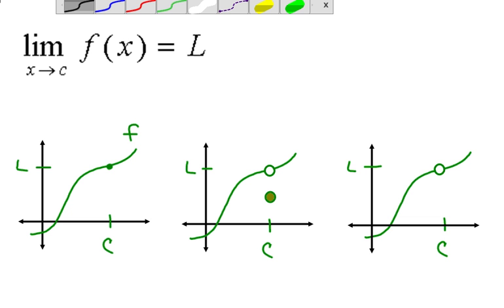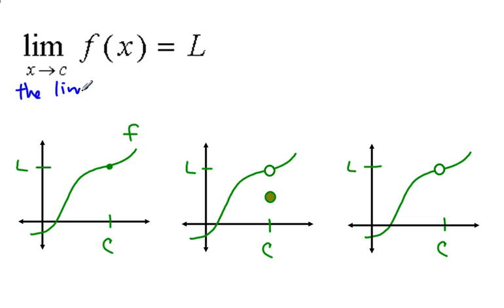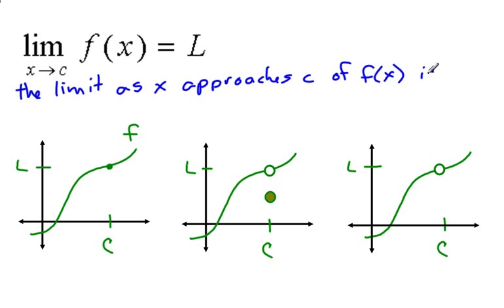When we see this sentence right here, we're going to read: the limit as x approaches c of f of x is L. Okay, so let's see what this means on each of these. Here's c, and as x approaches c, and we're going to look at it from both directions, what y value are we hitting? And we can see that that number is L, so that's why that equals L.